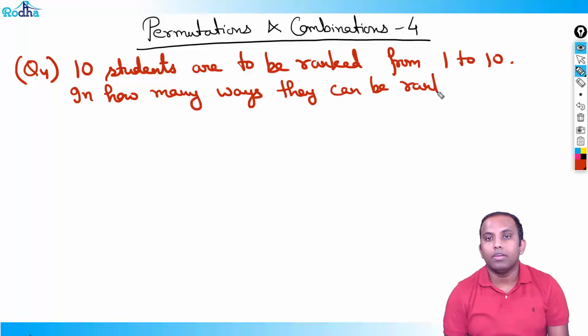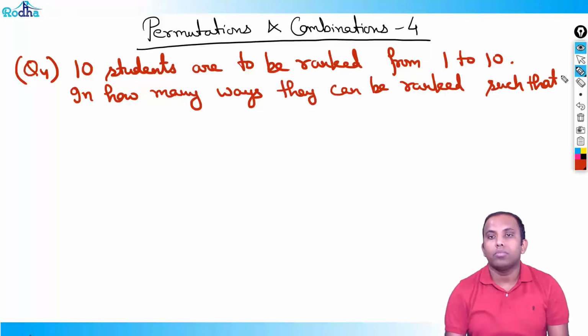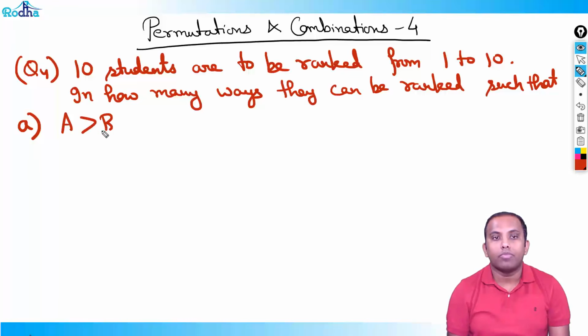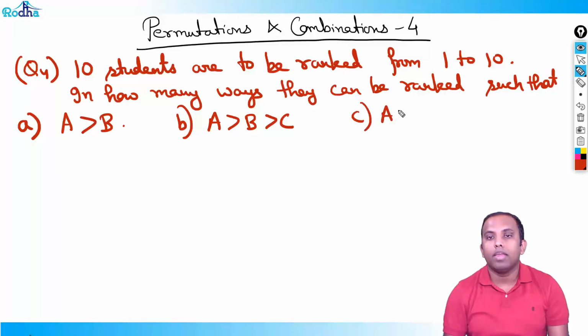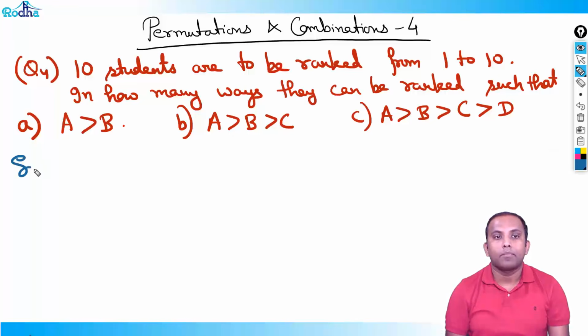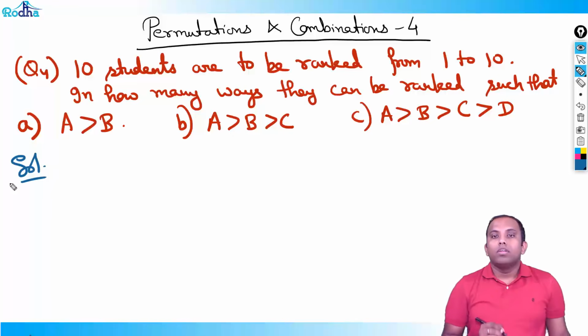They can be ranked such that, now there are many parts here. First part, we'll make it A. A is always ranked above B. Second part, A is ranked above B, B is ranked above C. Third part, A is ranked above B, B is ranked above C, and C is ranked above D. Okay, so 3 questions we'll do, right?